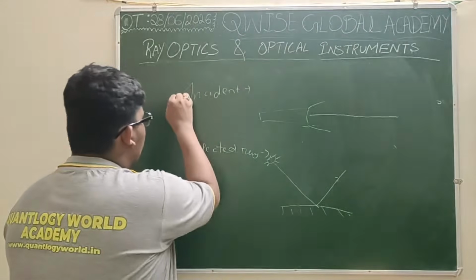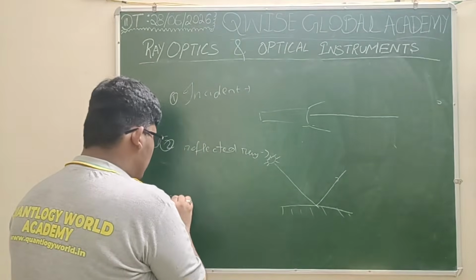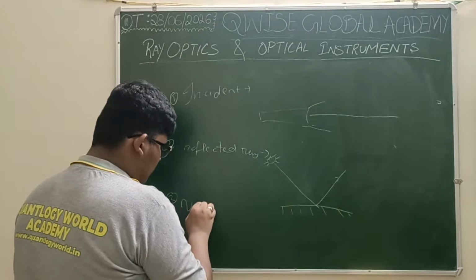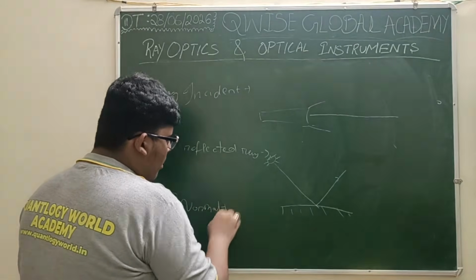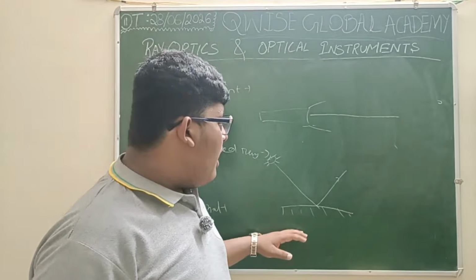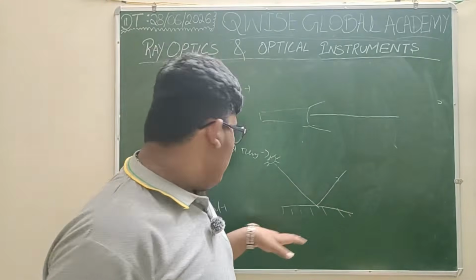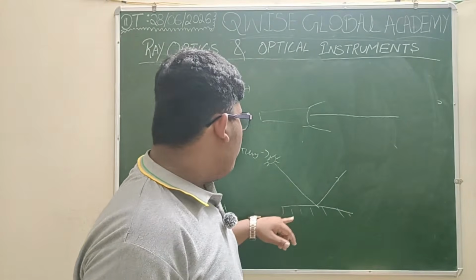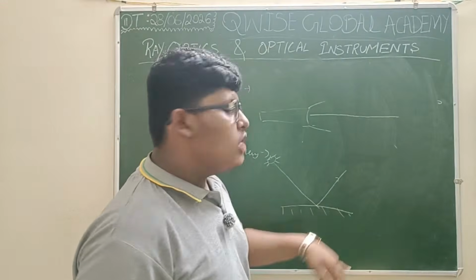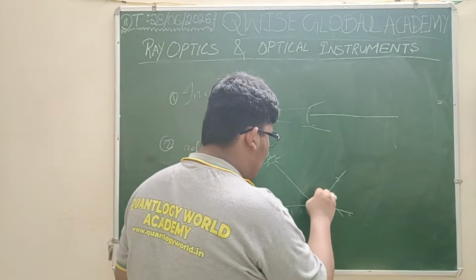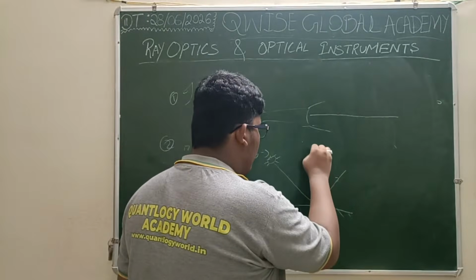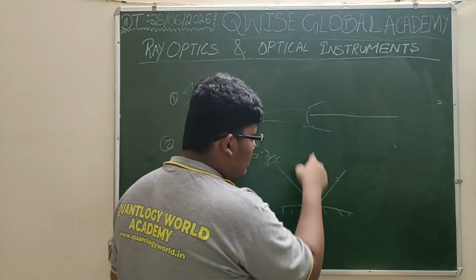And the third one is normal. It is a perpendicular line drawn. It is perpendicular to the reflecting surface. This line is called normal.